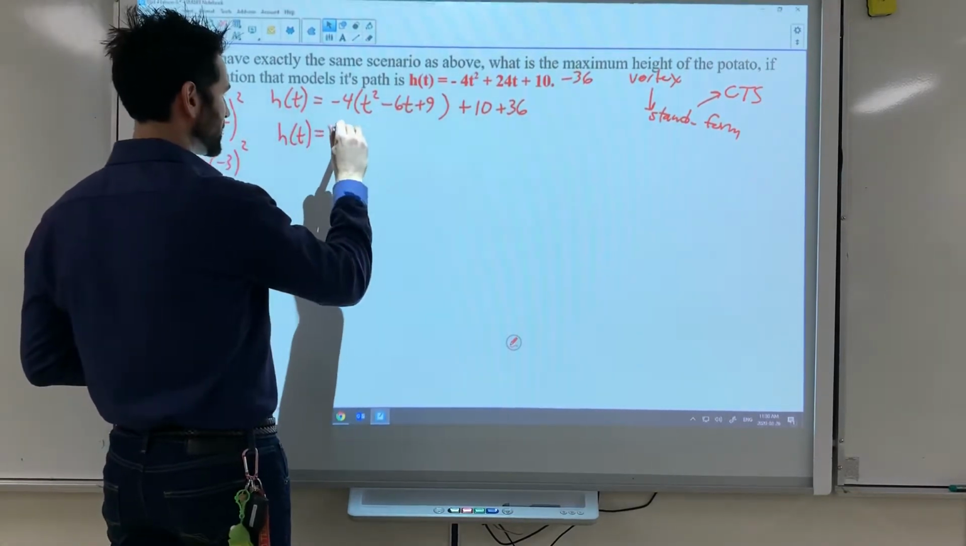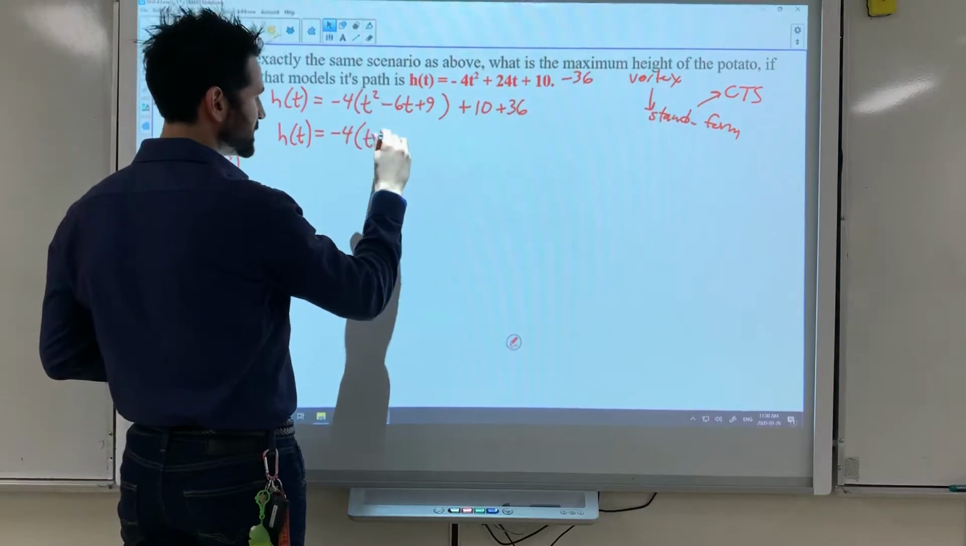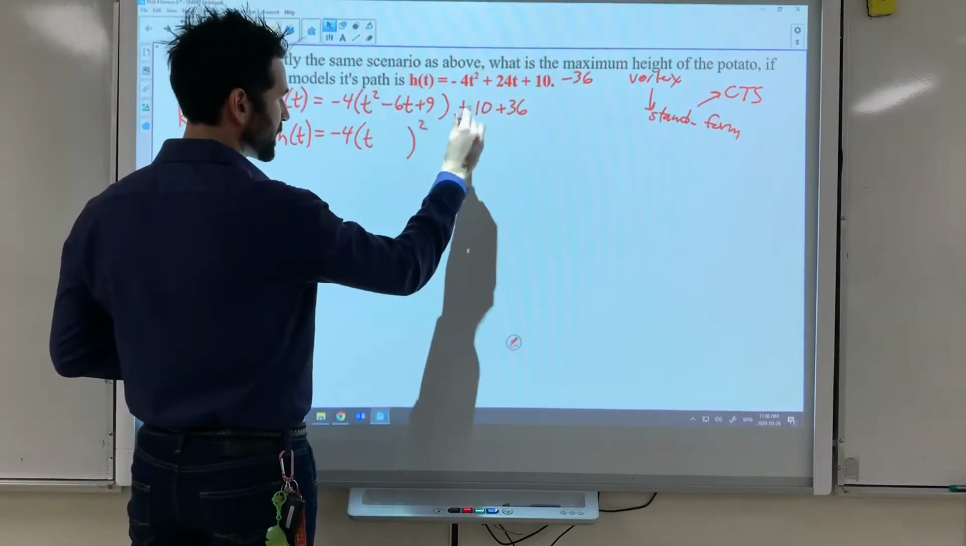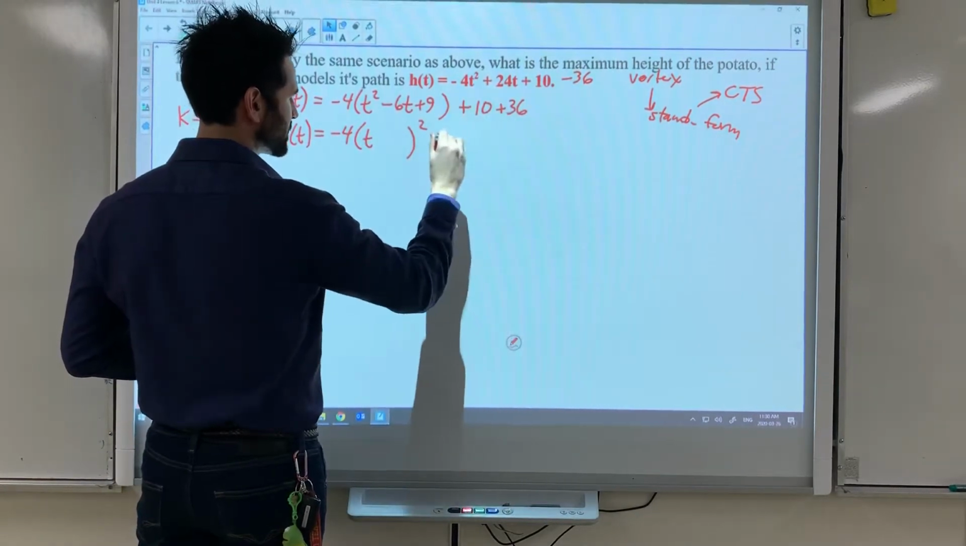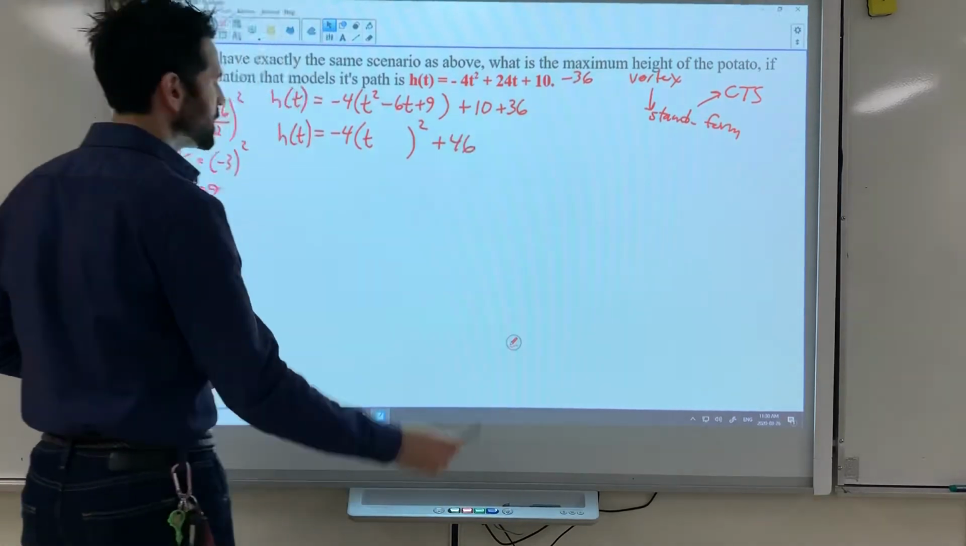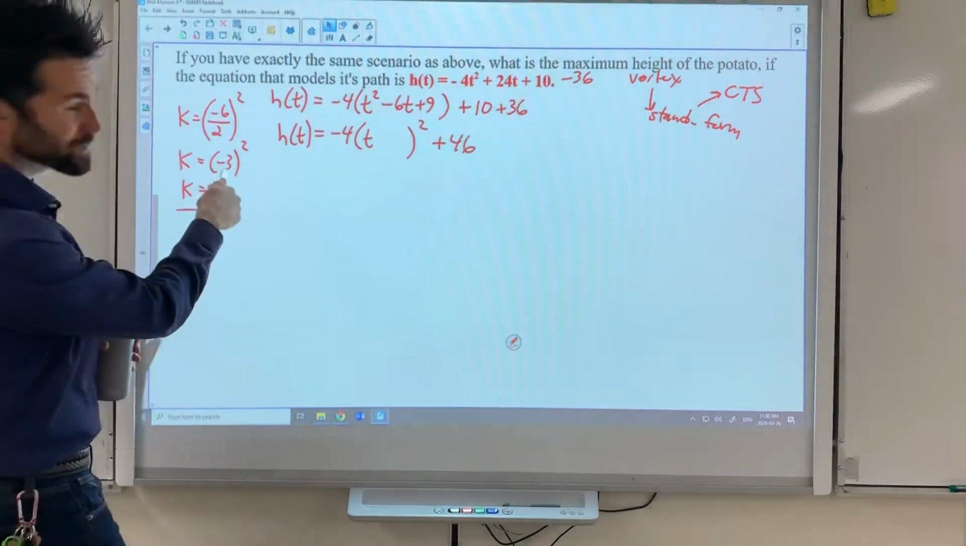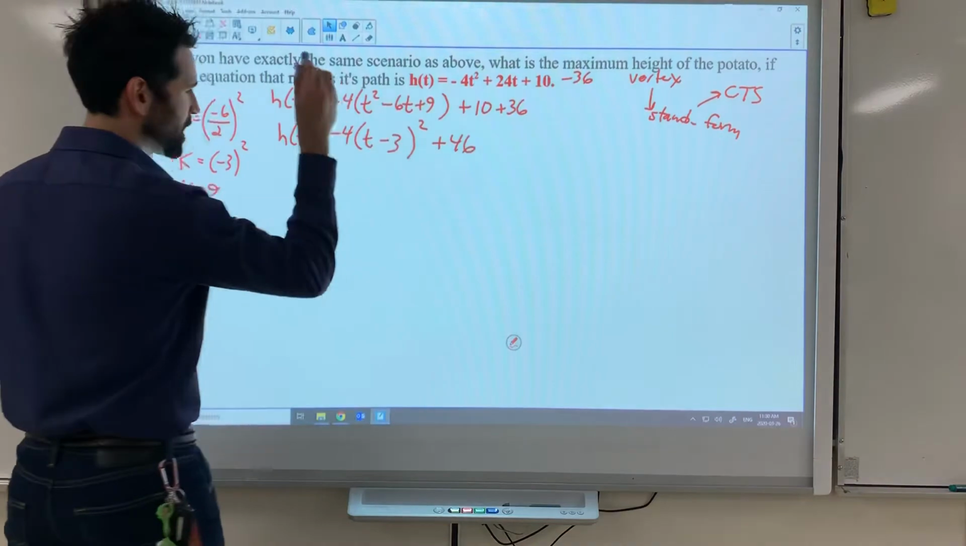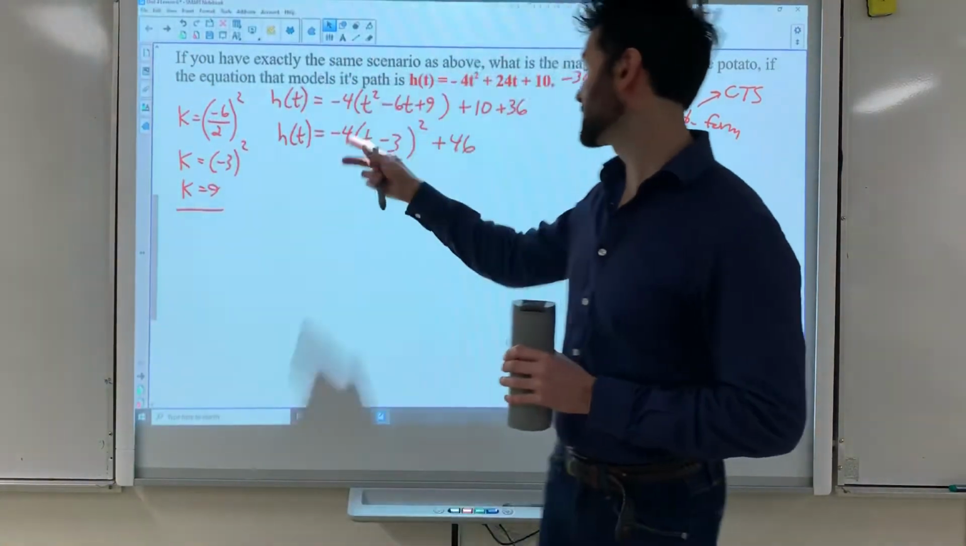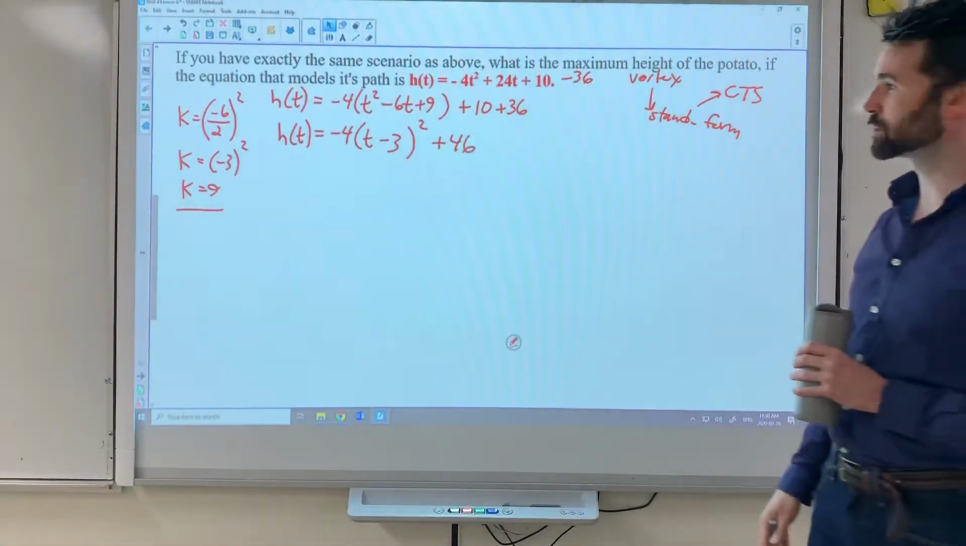So we rewrite the -4. Now I know it's going to be t plus or minus a number squared, and then over here, 10 plus 36 is 46. That's great. Remember, the number you write in here is almost that intermediate step, so I can just pop the -3, and then I'm guaranteed that I now have something that factors beautifully.